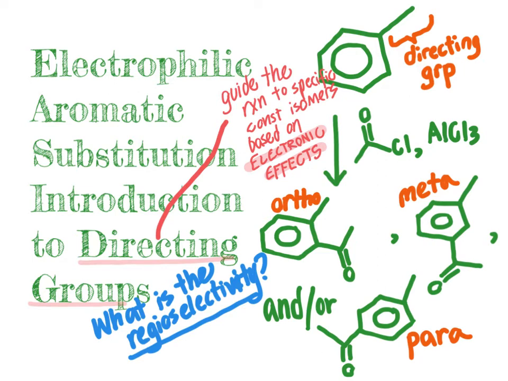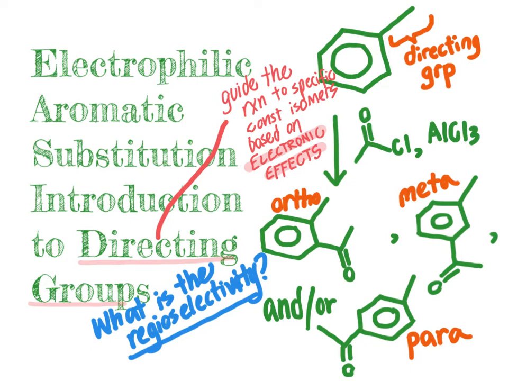And we will see how these so-called electronic effects come into play when we look at the mechanism for these reactions in upcoming videos. But for now, what we're going to do is just define what we would observe as some outcomes of the presence of specific directing groups attached to the aromatic ring from the onset.